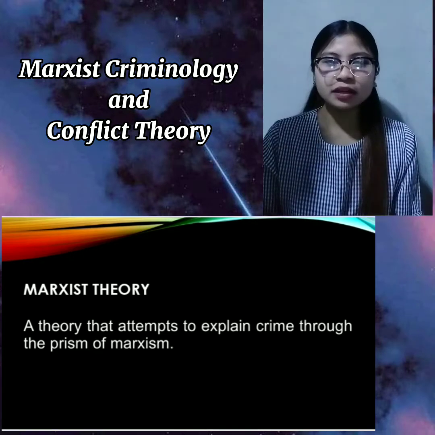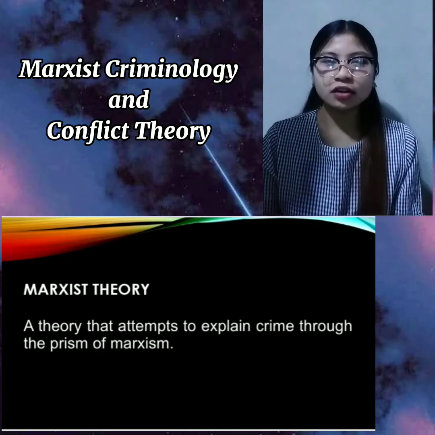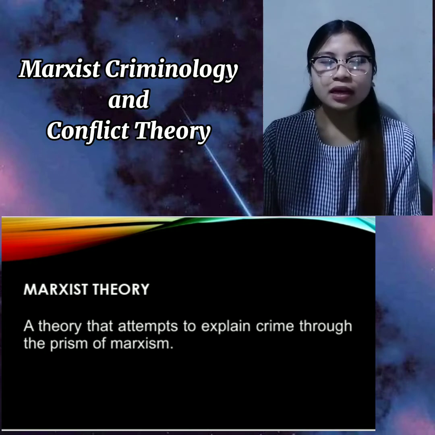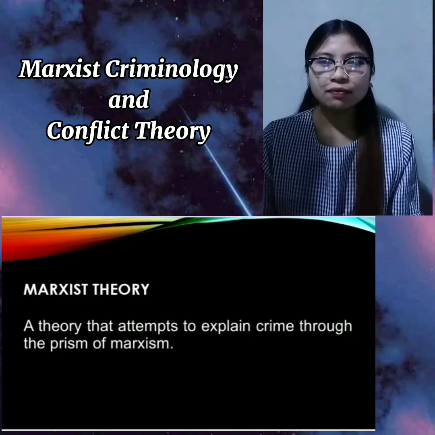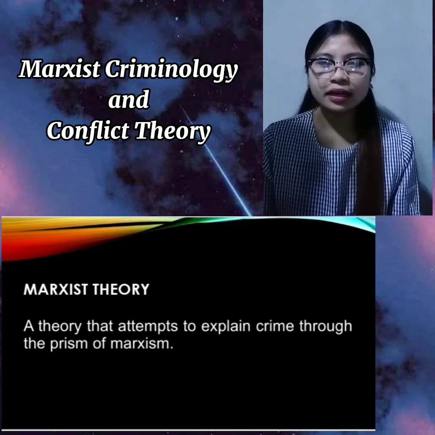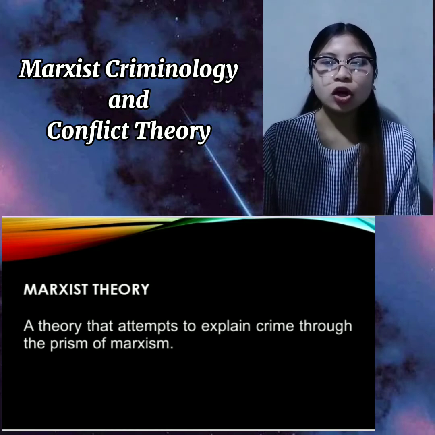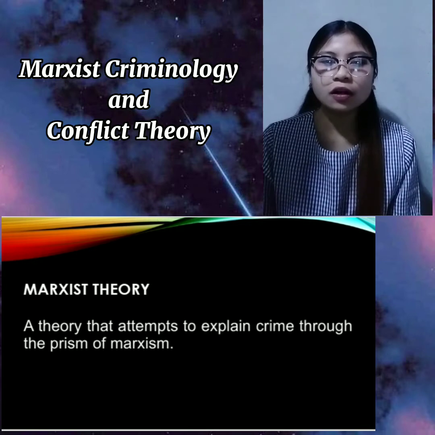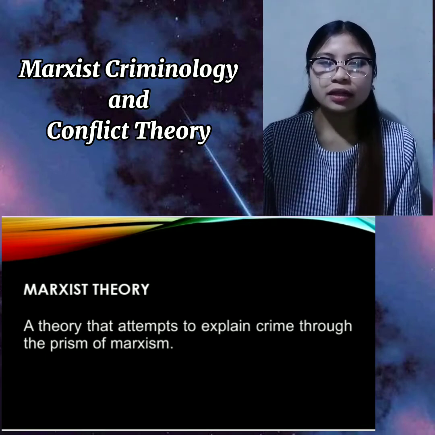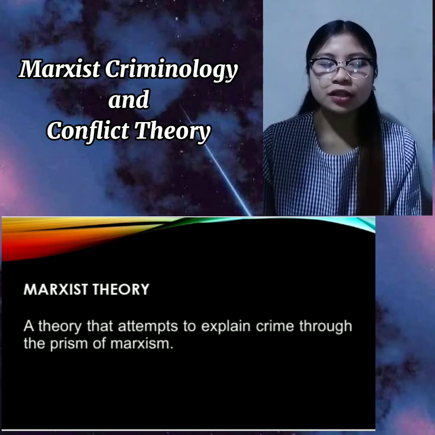So Marxist criminology says that during the struggle over resources under capitalism, crime emerged as those on the bottom contend for social, political, and economic equality. So Marx contended that capitalism, as a mode of production, is the only system that separates the wealth and resources from the natural distribution and the product.